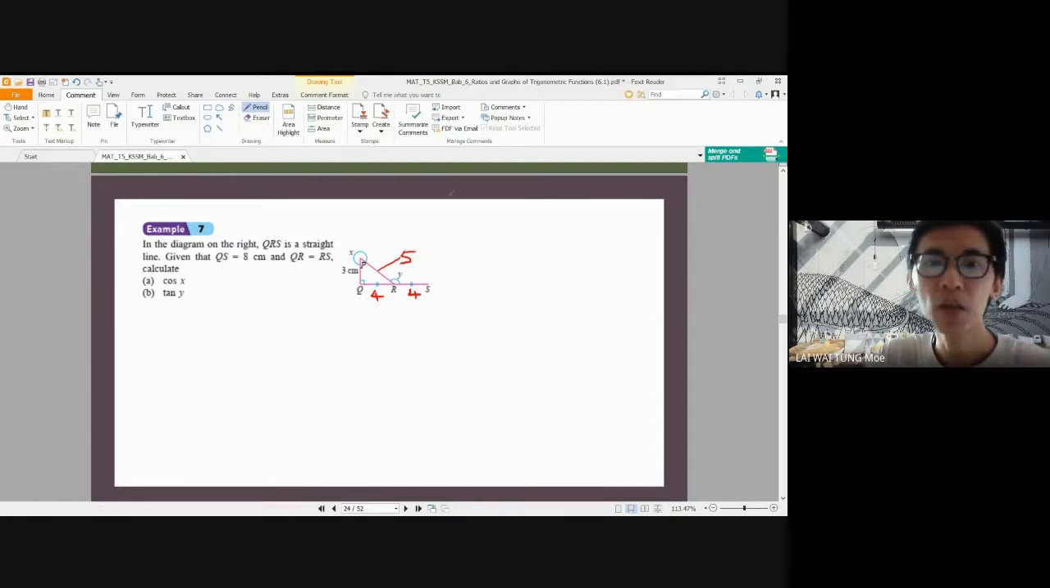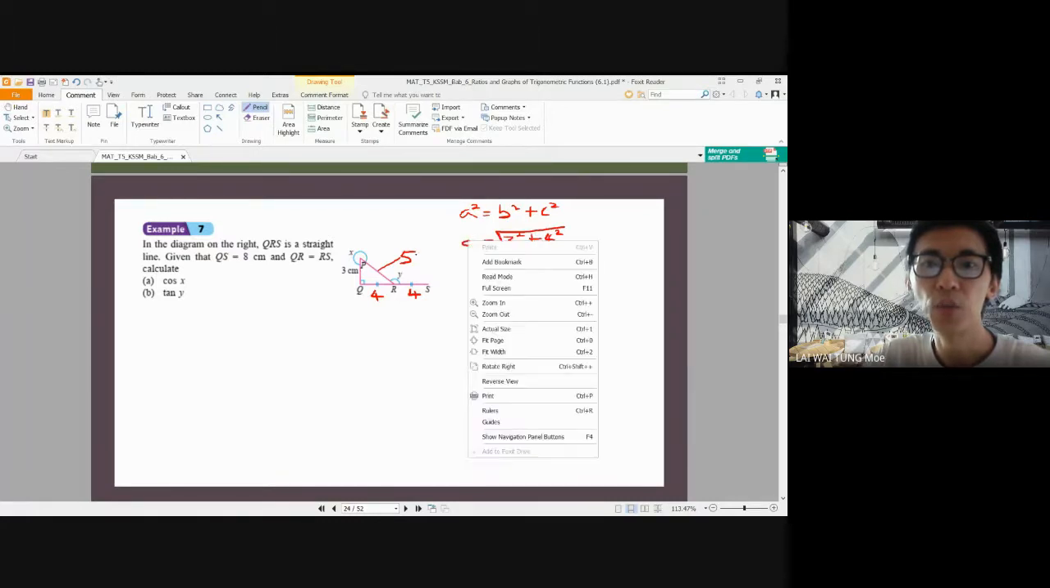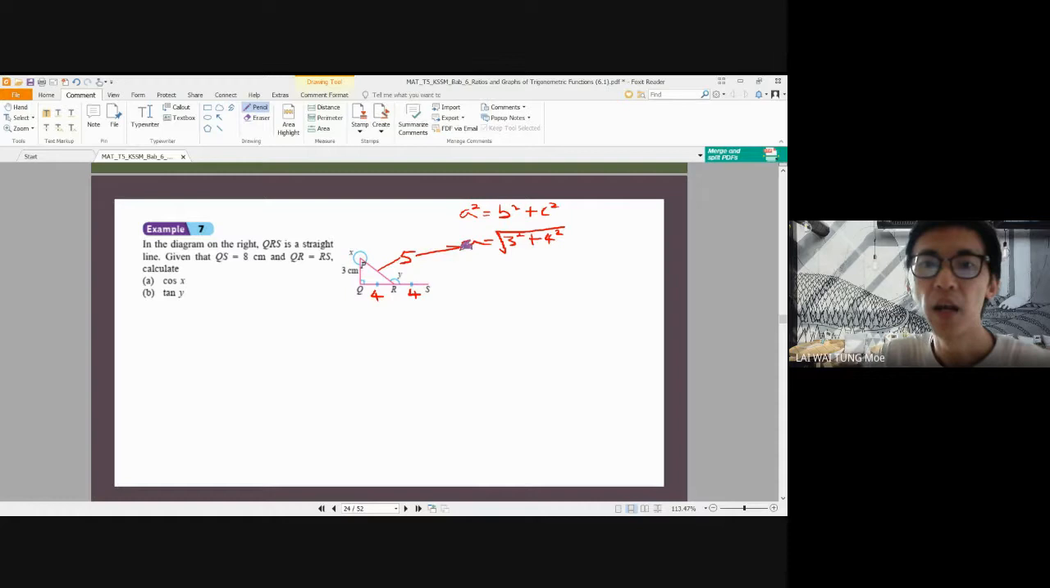Okay, this is like using this one: A square equals B square plus C square, to find out the hypotenuse for this triangle. So this is 3 square plus 4 square, square root. This equals 25, and this should be your A. And you will get A equals 5. So we know that this is 5, 4, 4, 3.